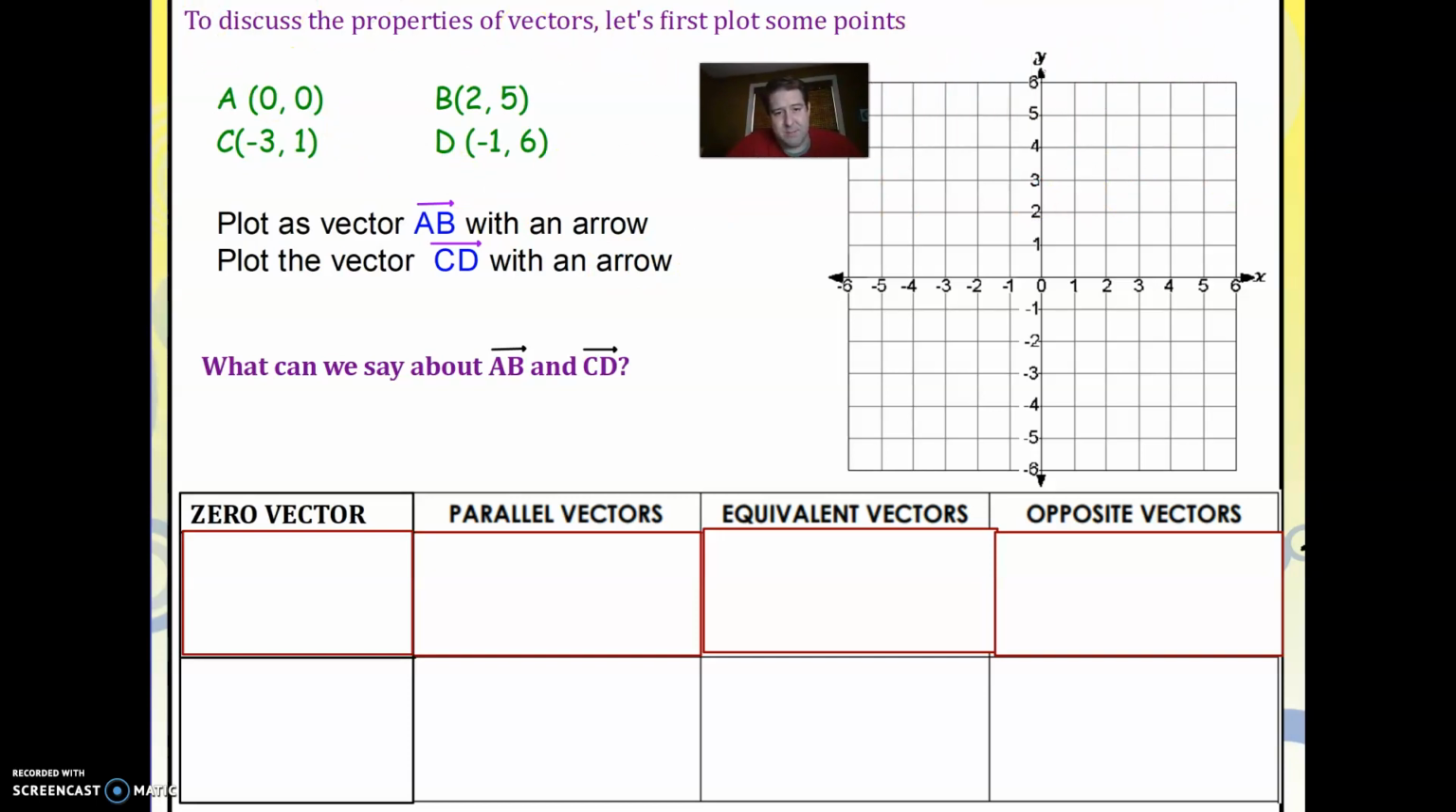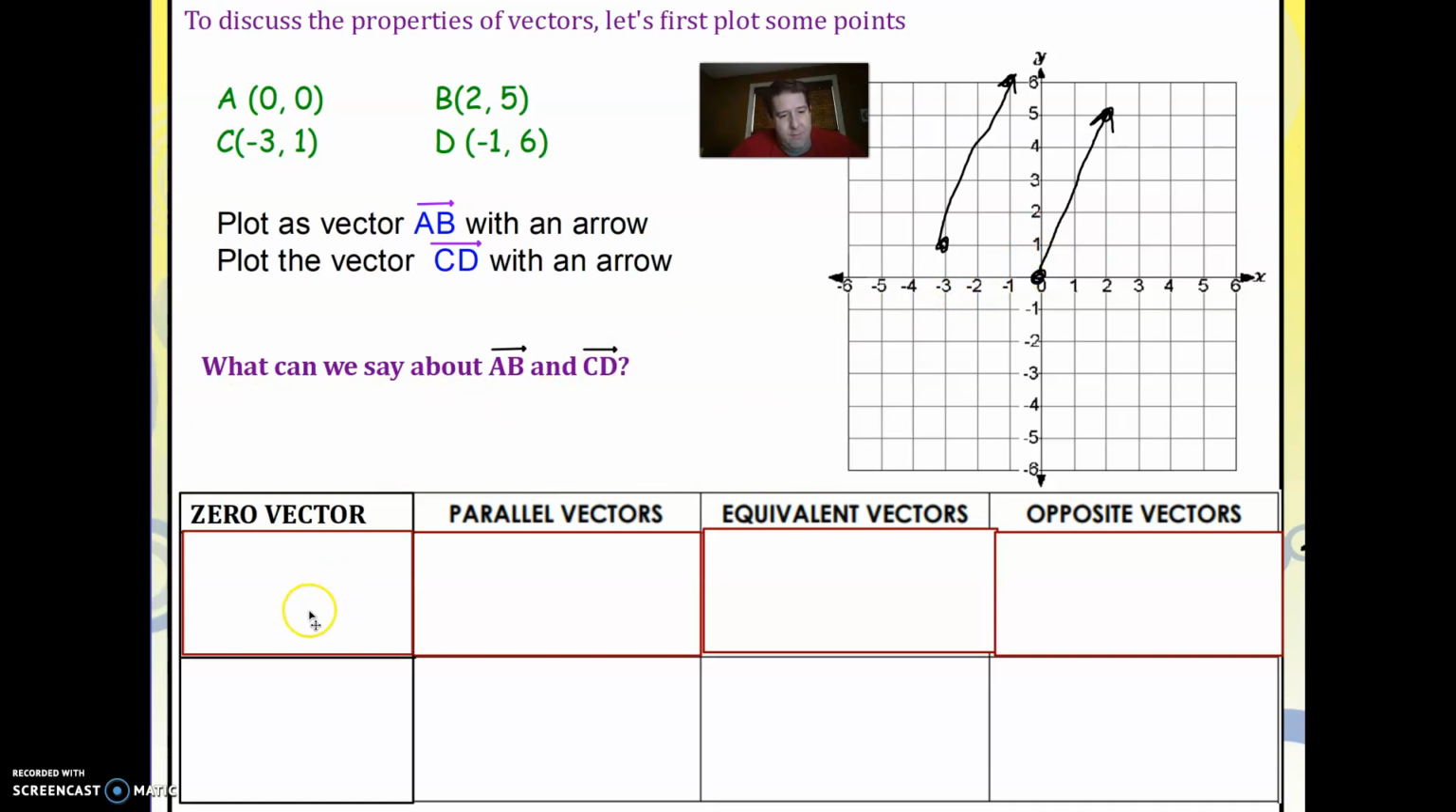All right, so to discuss the properties of vectors, let's first plot some points. Let's talk about the different types of vectors that you could possibly have. So 0, 0 would be this point, and B (2, 5) would be this point, and I would connect them with an arrow like such. Negative 3, 1, so that's vector AB. And negative 3, 1 is here, negative 1, 6 is here. What you should notice about these two vectors is that they're the exact same length and they are going in the exact same direction.